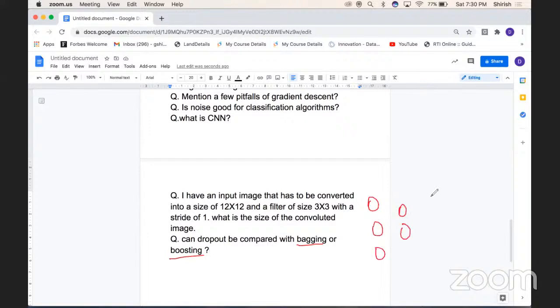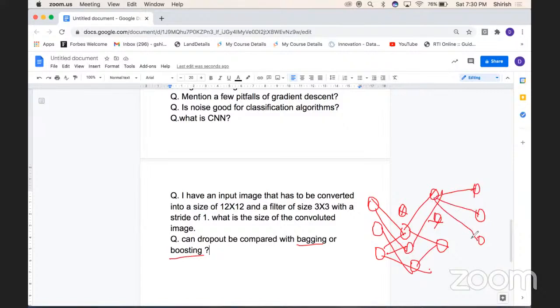So you are dropping off a few neurons. You drop off, so maybe this is not connected. Some of these neurons are connected. This is dropped. So you're dropping off a few. If you do this, how is it compared with bagging or boosting? Or no?